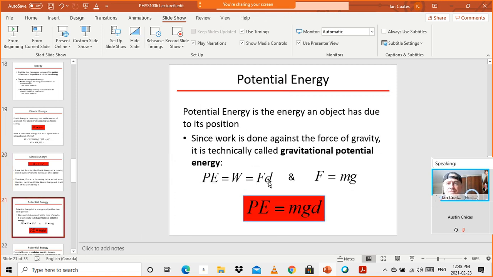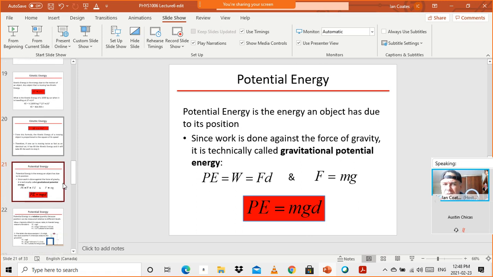Potential energy. Okay, this is stored energy. Potential energy is the energy an object has due to its position. And we're going to focus on gravity, raising things up. Since work is done against the force of gravity, it is technically called gravitational potential energy. And the formula for this one is potential energy equals mgd: mass times gravity times distance. Should kind of look familiar.